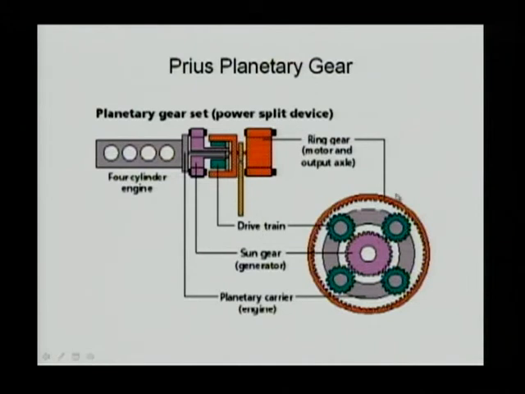If you look at the lower right corner, that's a cross-section of the planetary gear system. On the outside, the yellow gear is the ring gear. The very inside is the sun gear, the purple one. And the green ones are the four planetary gears sitting on a planetary carrier, which is connected to the engine. In the previous example, if you remember, the carrier was connected to the output, but in that case, you had two inputs: one is the motor, one is the engine.